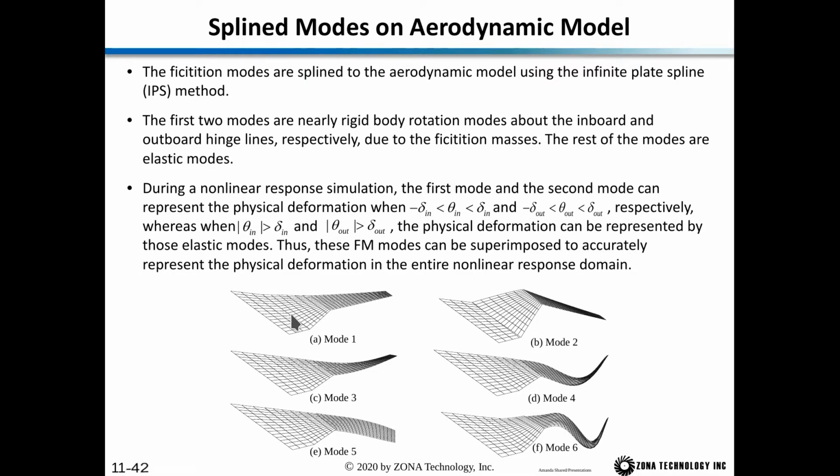So our mode 1, it's kind of hard to see, but there is rigid body motion about this hinge line. For mode 2, we have rigid body motion about both hinge lines. And then we have our elastic modes, mode 3, mode 4, mode 5, and mode 6.